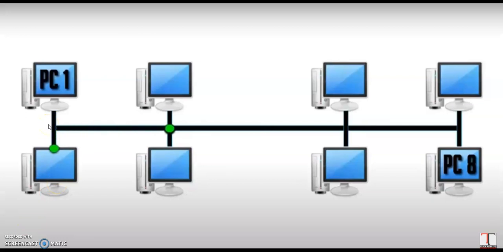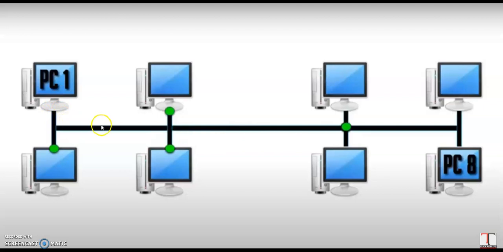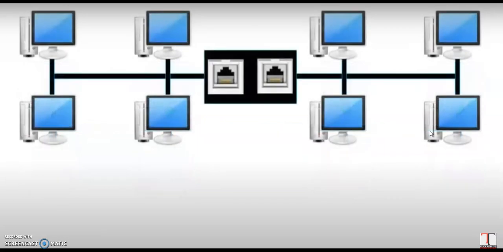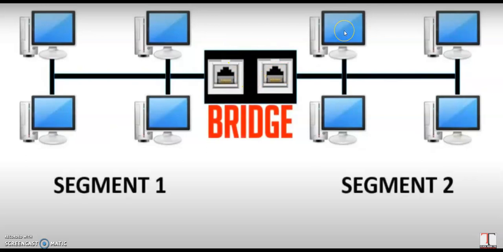Suppose PC1 wants to send data to PC2. It will send the data on the backbone, so the data will reach the entire network. In this way, it creates unwanted traffic. To avoid the traffic, we go for the bridge concept. The bridge will divide the bus topology into two segments, segment 1 and segment 2.